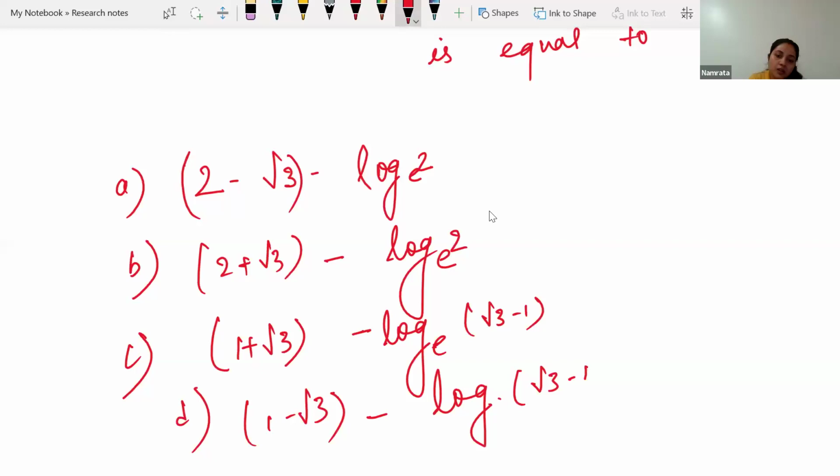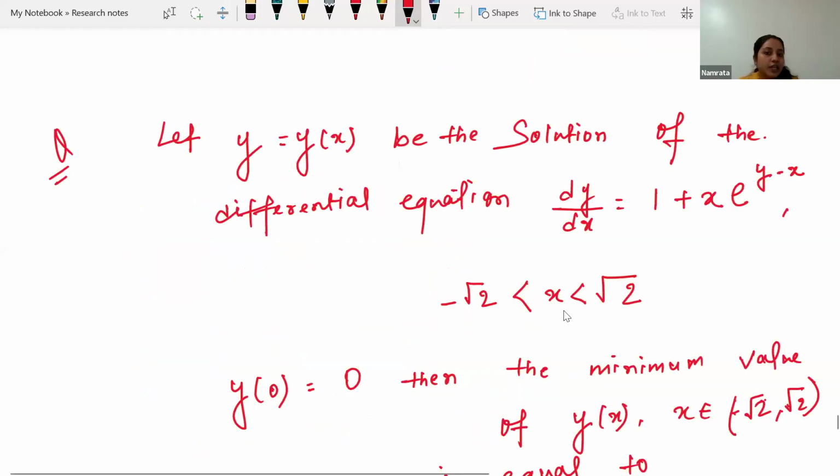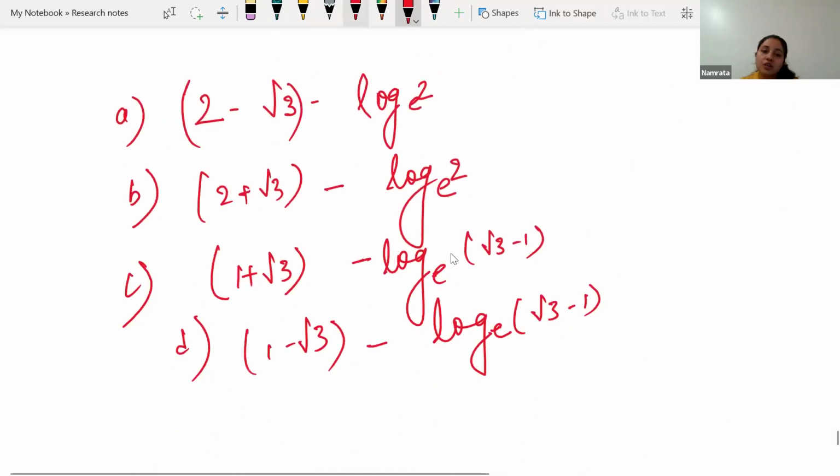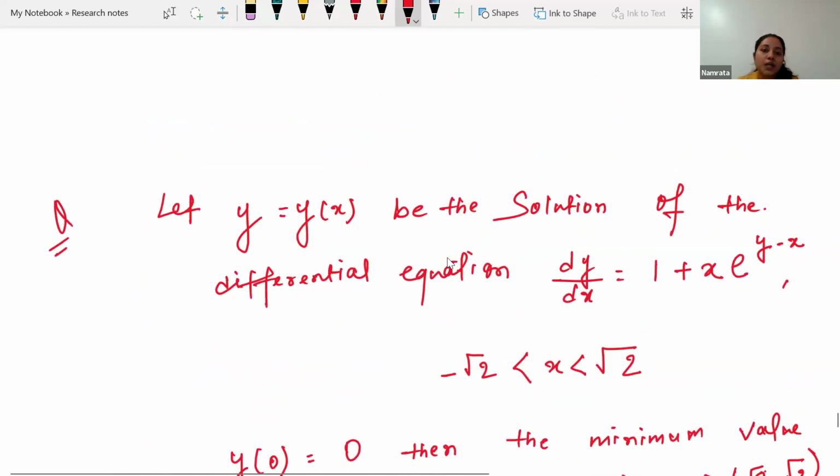Let's see the question first. Y is equal to y of x be the solution of the differential equation dy by dx is equal to 1 plus x e to the power y minus x, where x is lying in this range. The condition y of 0 is given over here. We have to find the minimum value of y of x when x is lying in this interval. So first we must find the solution y from the given differential equation. Let's find the solution first, then we will think what to do after that.